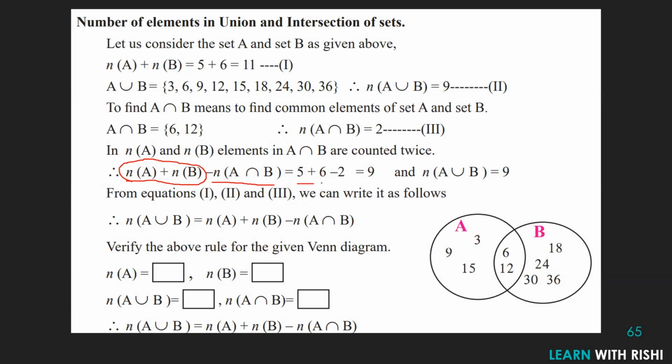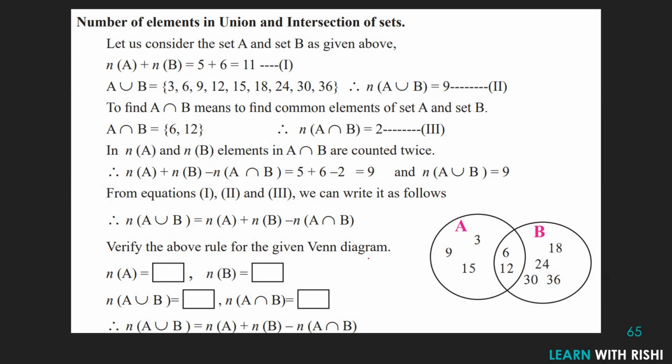So you'll get 5 plus 6 minus 2 is equal to 9. And what is 9? 9 is equal to n of A union B. So from these three equations, we can write n of A union B is equal to n of A plus n of B minus n of A intersection B. So this is a kind of formula, you can say.